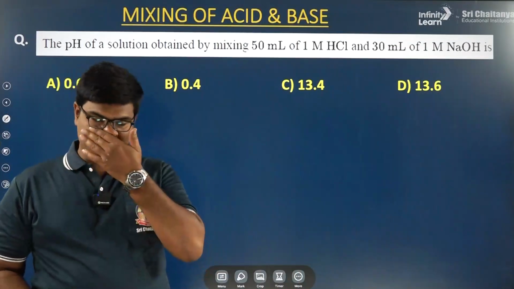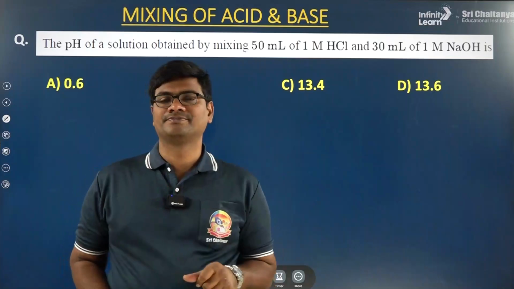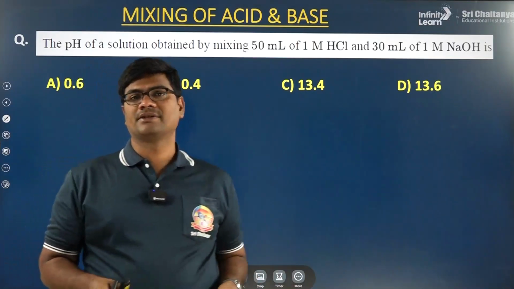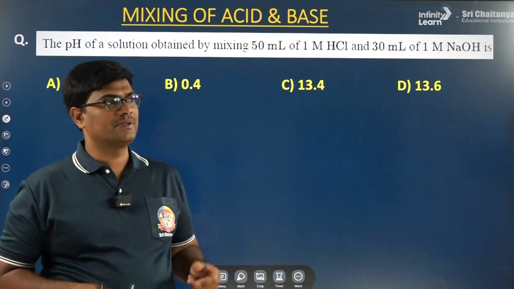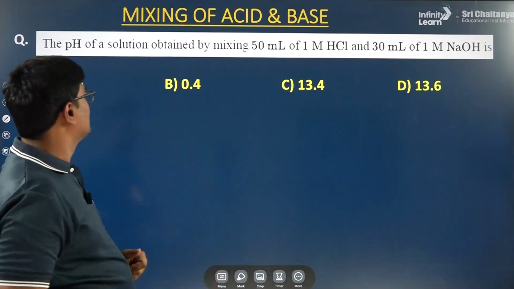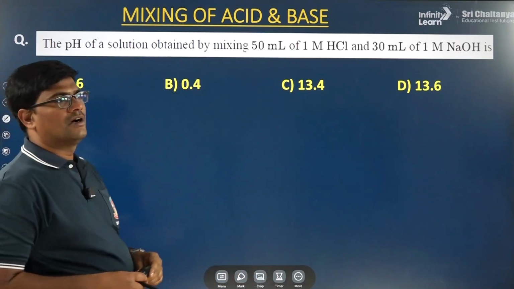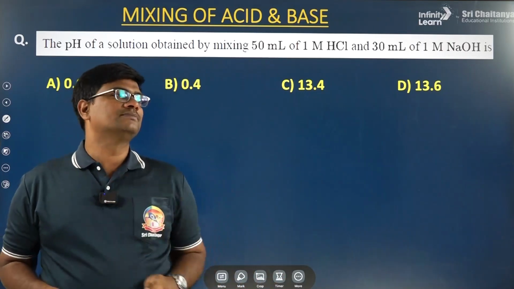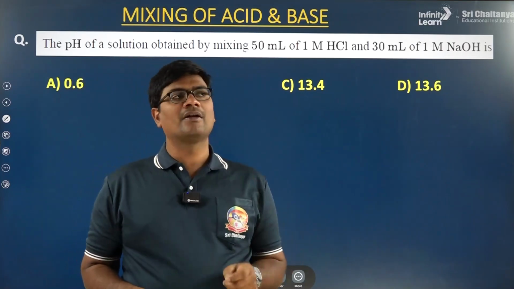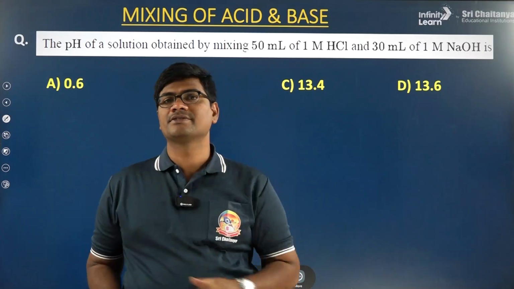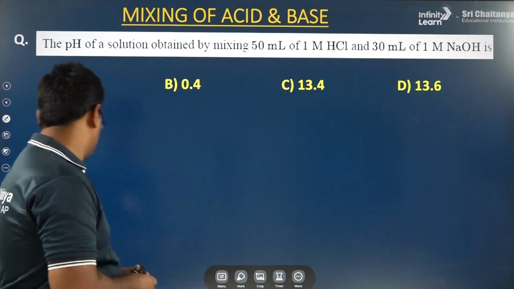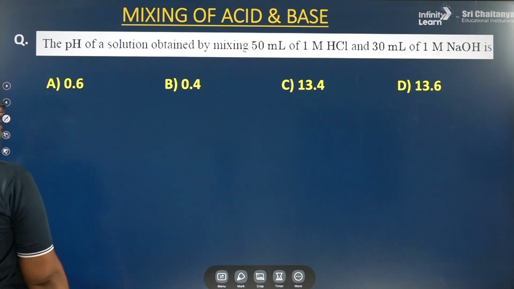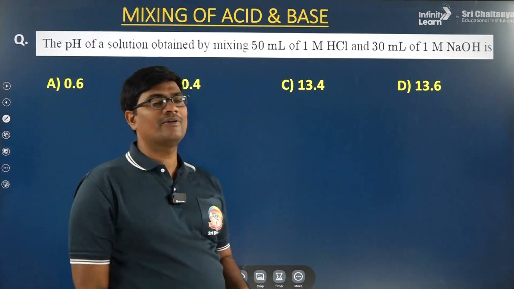Now, here we are mixing an acid and base. So, we are mixing in fact a strong acid and a strong base. Now, what happens to the pH? Let us see. Look at the question. The pH of a solution obtained by mixing 50 ml of 1 molar HCl and 30 ml of 1 molar NaOH is. That is the question. Now, if you see the question, here we are mixing acid and base. Therefore, we have a principle for that.